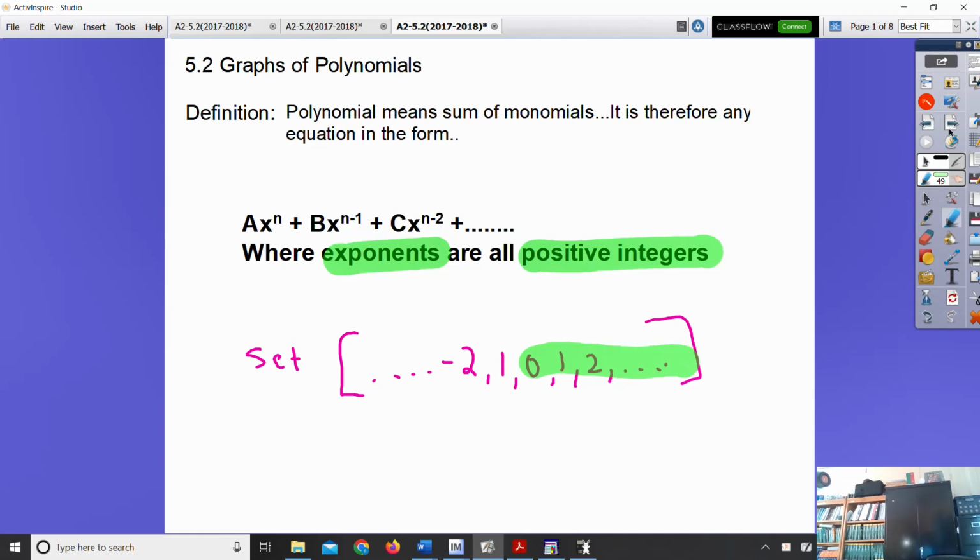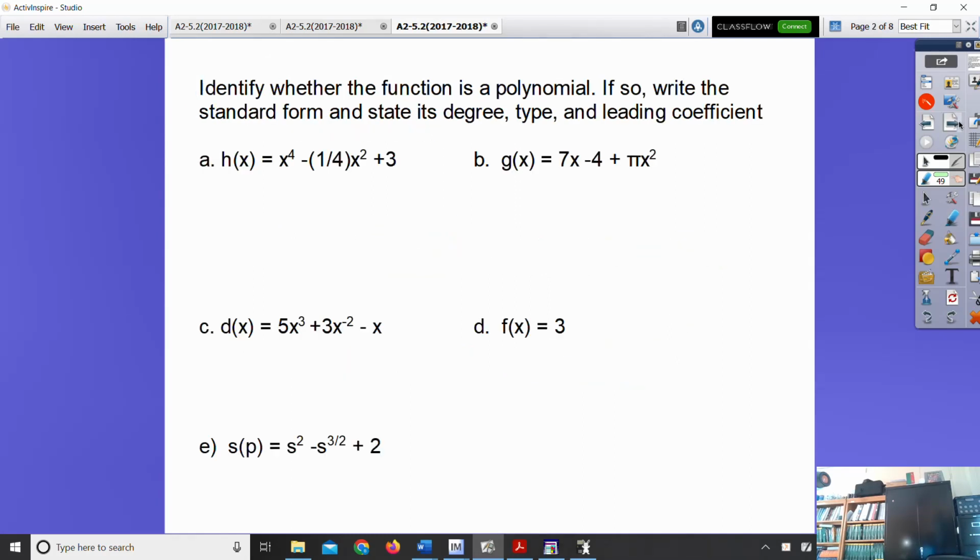All right, so we're going to go through these 5 here, and we're going to decide if they're a polynomial, then we'll worry about the rest of the instruction set. So we're going to do the first thing, identify whether the function is a polynomial. Is example A a polynomial? Focus on the exponents. That's what matters. What are the exponents in example A? Exponents are 4 and 2. Are those integers? Is it a polynomial? It's poly. I'm just going to write P-O-L-Y.